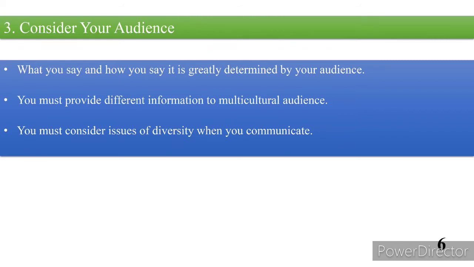Secondly, you must provide different information to a multicultural audience. This is very important. For example, if you are dealing with people of different nationalities or different cultures, you have to keep in mind to whom you are communicating, and what their cultural values are, or other things. You must consider issues of diversity when you communicate. So these are the three major aspects, as we have discussed earlier in great detail. So we don't need to put more effort into it.